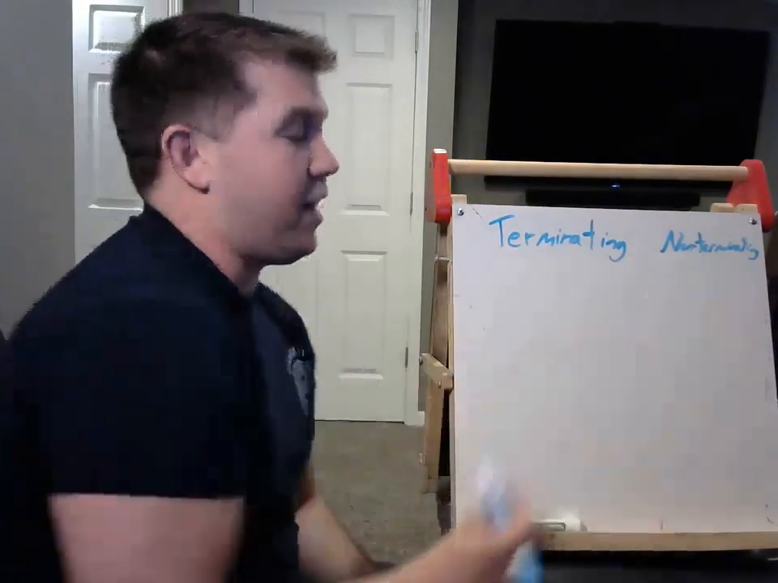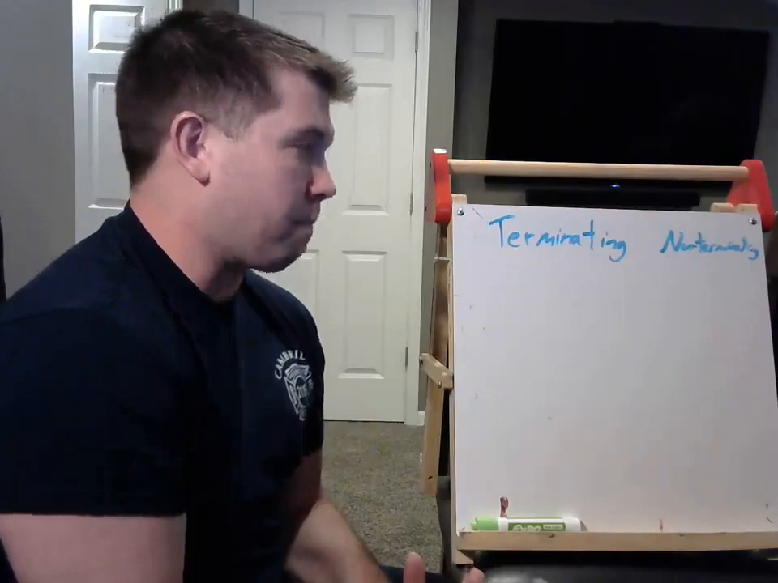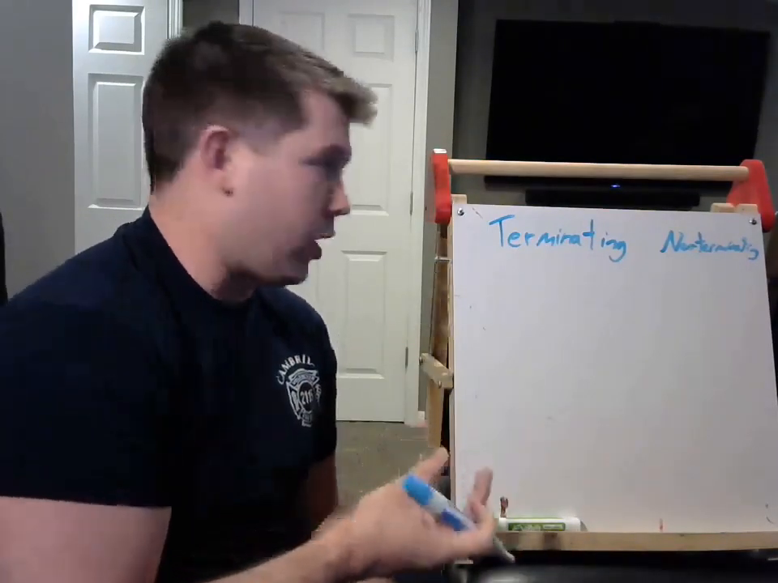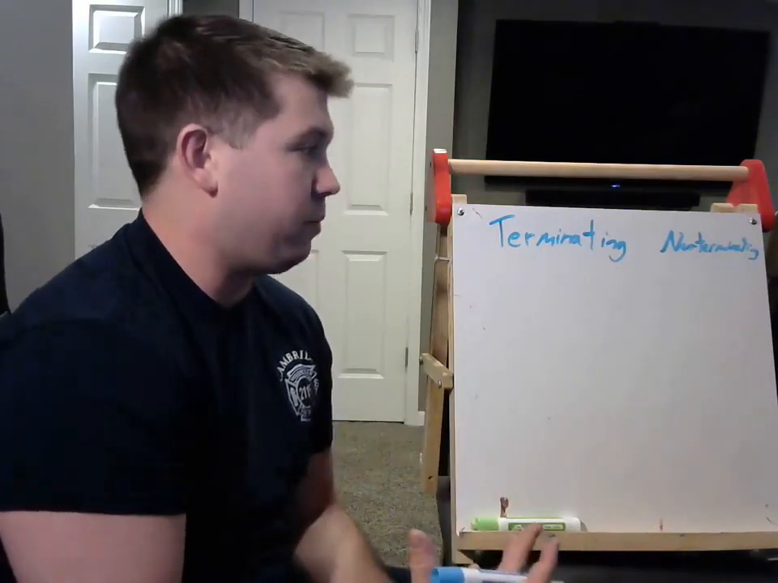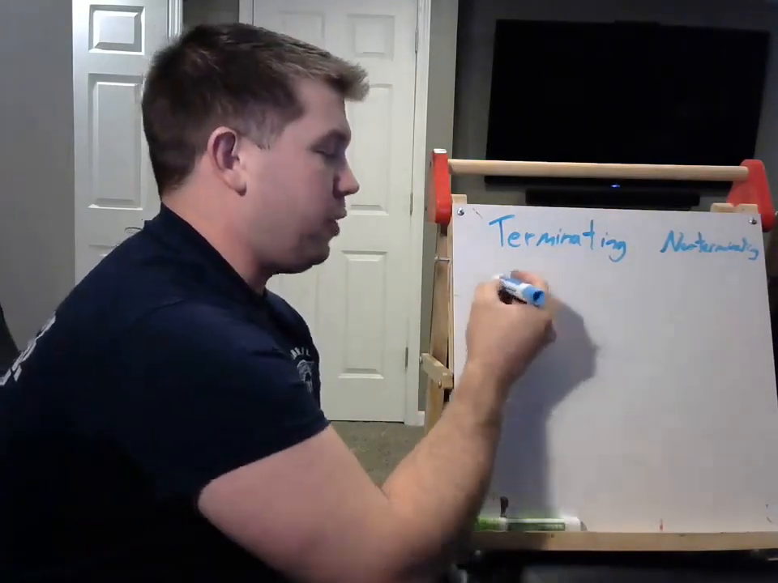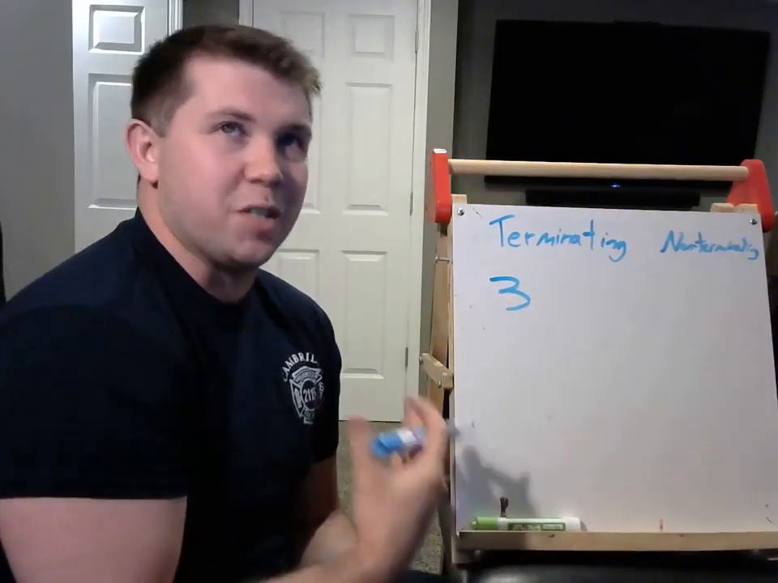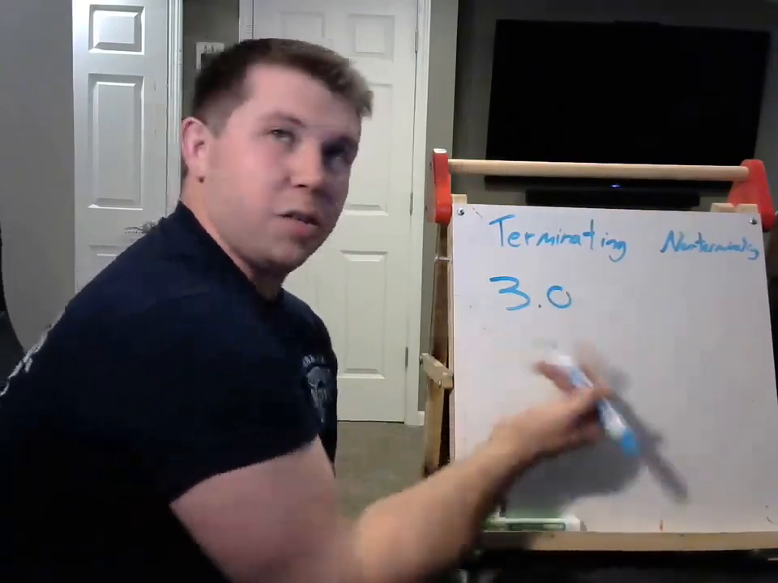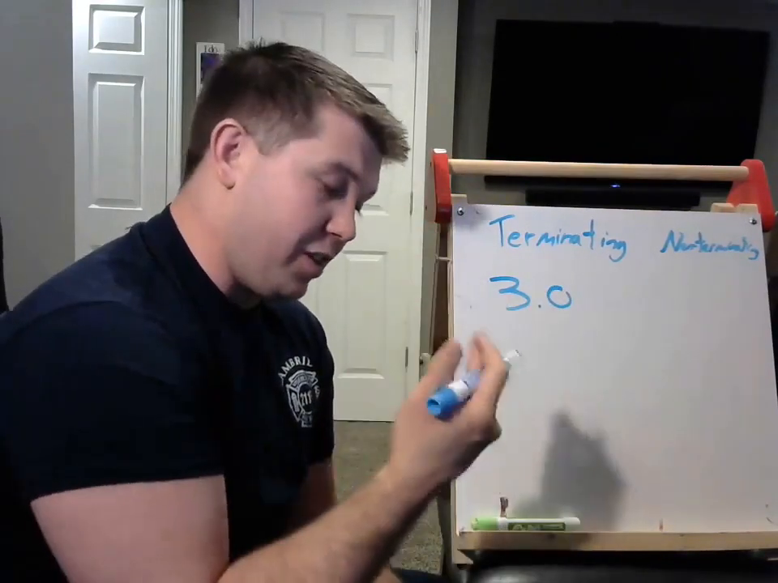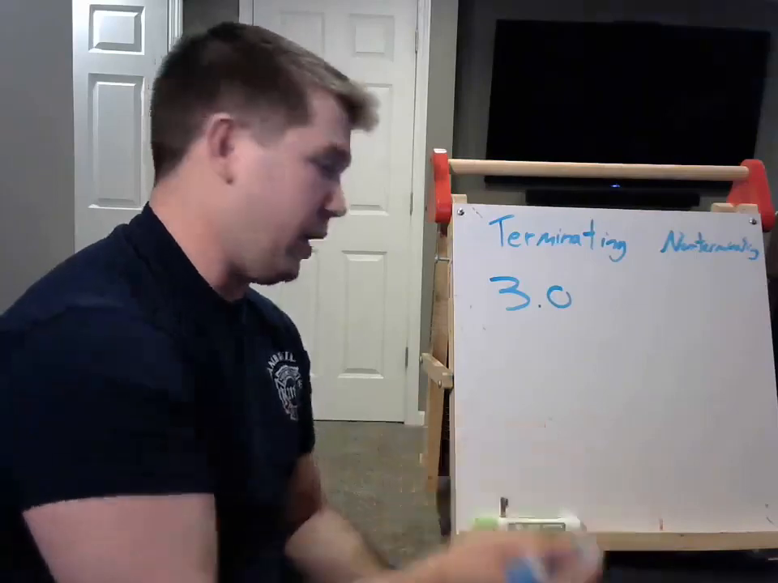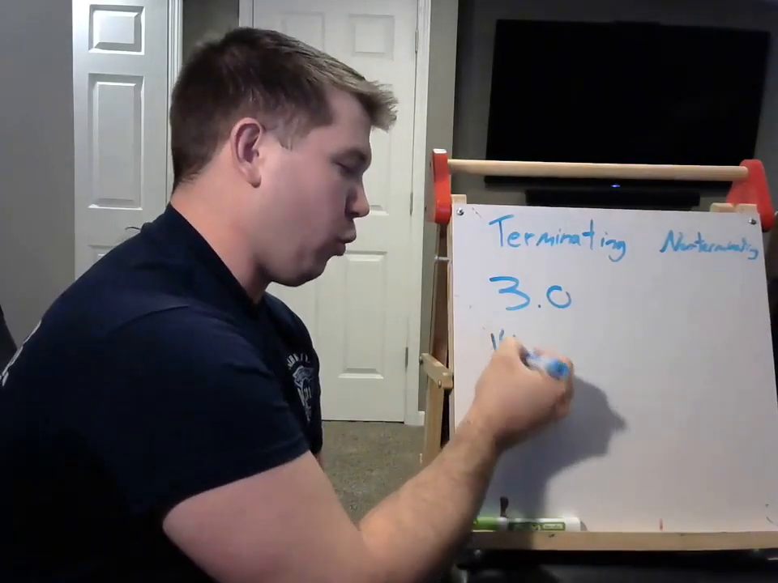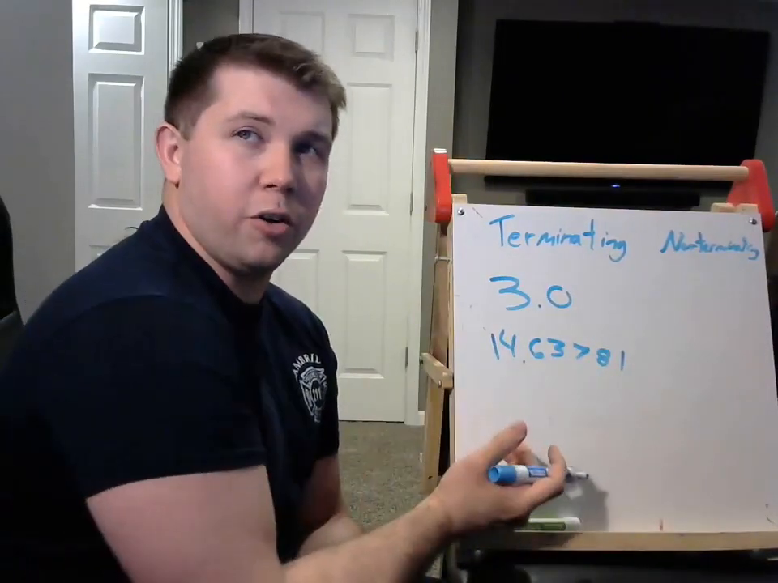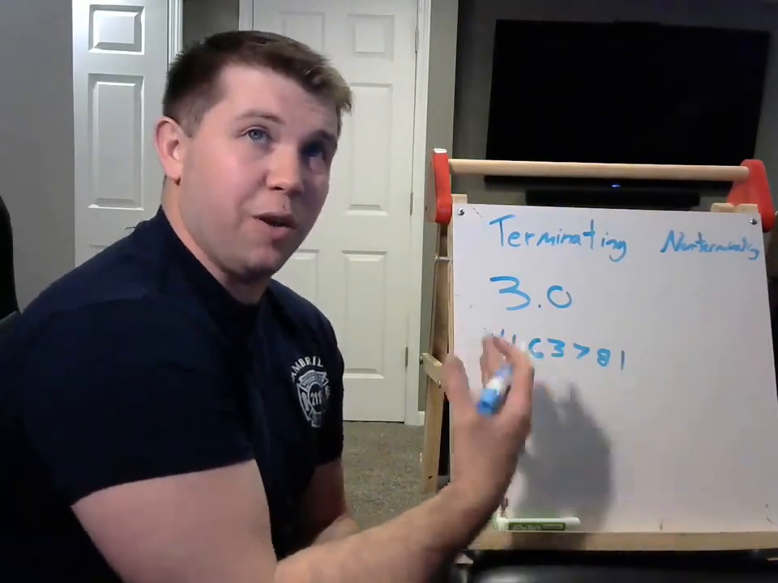So terminating and non-terminating. When something terminates, it ends. Use that to guide you when you're trying to figure out if something is terminating or non-terminating. For example, 3 is a terminating number because it ends. You could even tack on a 0.0, but there's nothing after the 3, so it has a definitive ending. Therefore it's terminating. Another example would be 14.63781. It's a longer decimal, but again, it ends, so it's terminating.